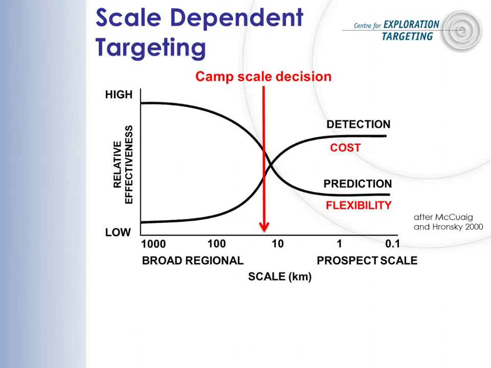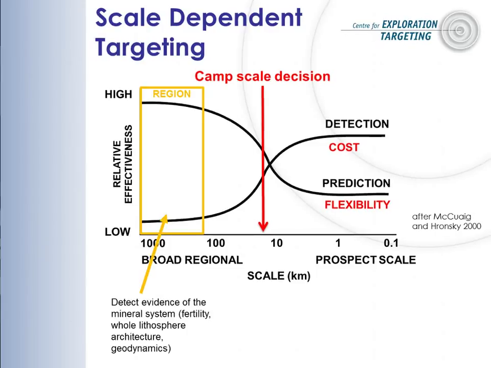And again, this scale issue. Just closing out here, at the biggest scale, the broad regional scale, what you want to do is collect evidence that a mineral system was permissive here and could have formed high quality ore. Fertility, whole lithosphere architecture, the transient geodynamic trigger that you think might be there. Whatever you can get by mapping, by proxies, you need to develop proxies at that scale, with data sets you can get at that scale for those things.